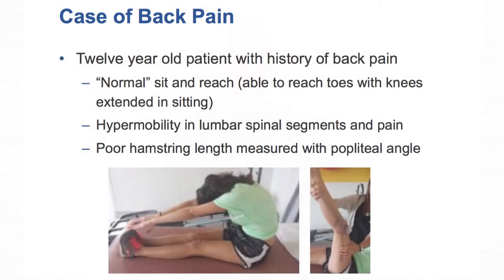So this is when we're going to look at our case example. In our case here, our 12-year-old patient had a history of back pain. If we were to just use a sit and reach test to assess her movement, we can tell that she fully passes her sit and reach test. She's able to fully reach her toes with her knees extended.